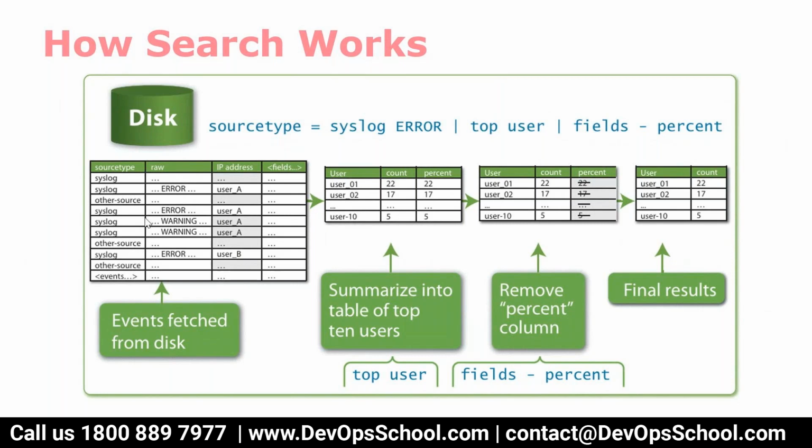Look at how this data is being transformed, this table. Here you have a tabular format of data. After that you did top user. So here you got user, count, and percentage, and after that you decided to remove the field percentage. So now the final data is user and count. This is one of the reports you can generate and send to your management.